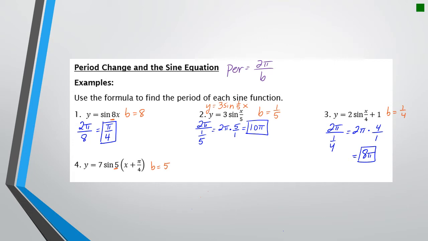All right, last one, number 4. I'm going to do 2 pi over the b value. And this one, I don't have a fraction, so I don't have to multiply by the reciprocal. And 2 and 5 don't reduce, so I'm actually done. I don't have to do any extra work there.